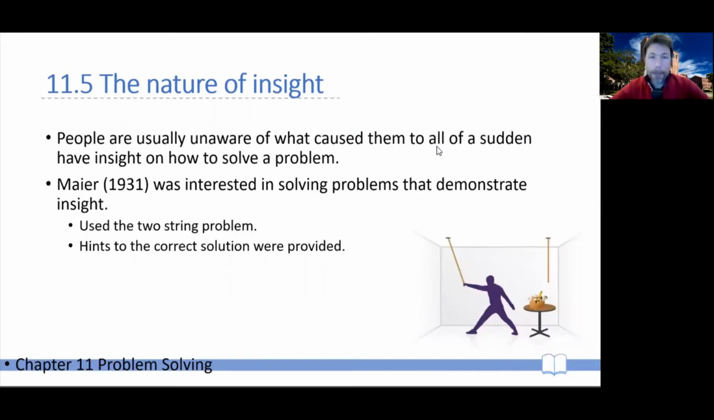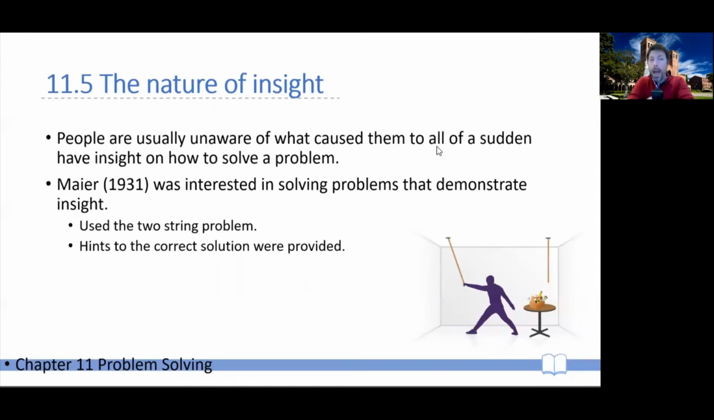Now, on top of this, people really have very little awareness of what led them to have the insight in order to solve the problem. People are not very good at understanding what steps they took, what led them to somehow reconstruct the problem and find a solution?